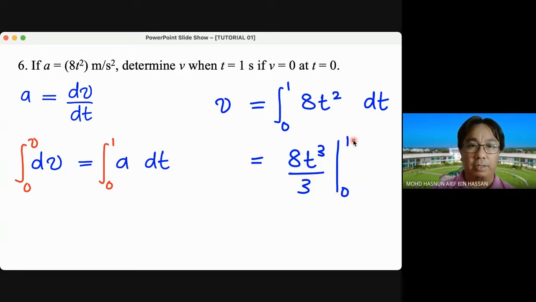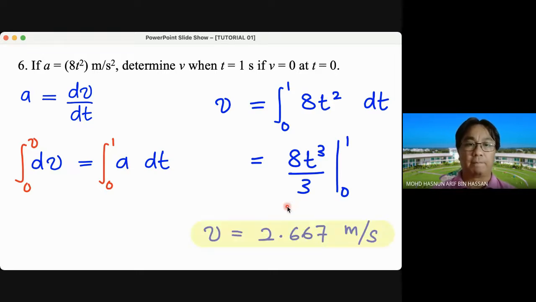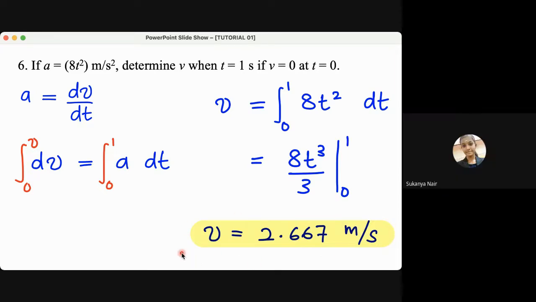For the upper limit, it becomes 8 times 1 to the power of 3, equals 8, divided by 3. So you will get 8 over 3. 8 over 3 is basically equal to 2.667 meter per second. Does everyone get the same answer as me? Yes, sir.